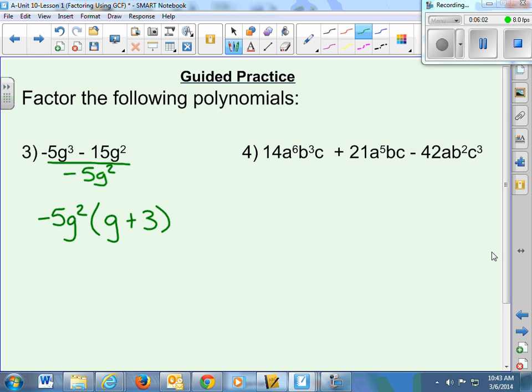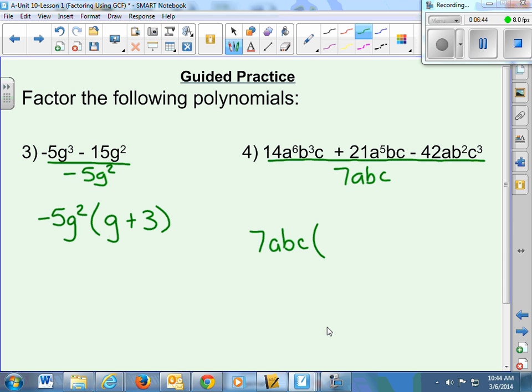We've got 14, 21, and 42. What can go into both 14, 21, and 42? It would be 7. A to the 6th, A to the 5th, A. Again, I always look for the smallest one, and it is A. B cubed, B, and B squared. Again, I look for the smallest one, and it's B. C, C, and C cubed, and it would be C. So they have 7ABC as the common factor. All right? Divide all of these by 7ABC.